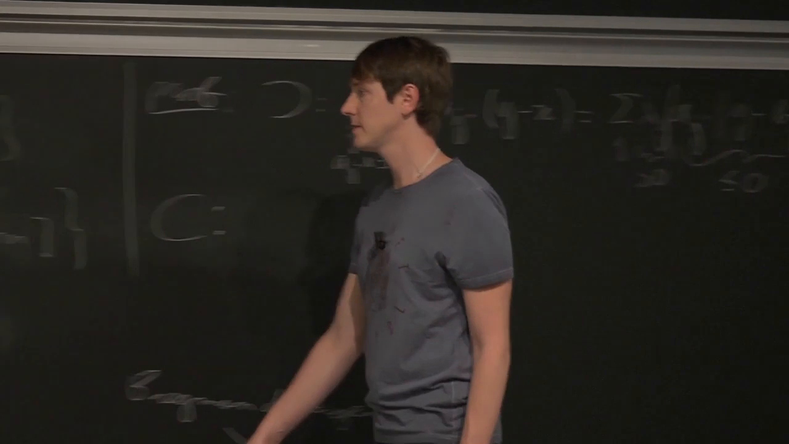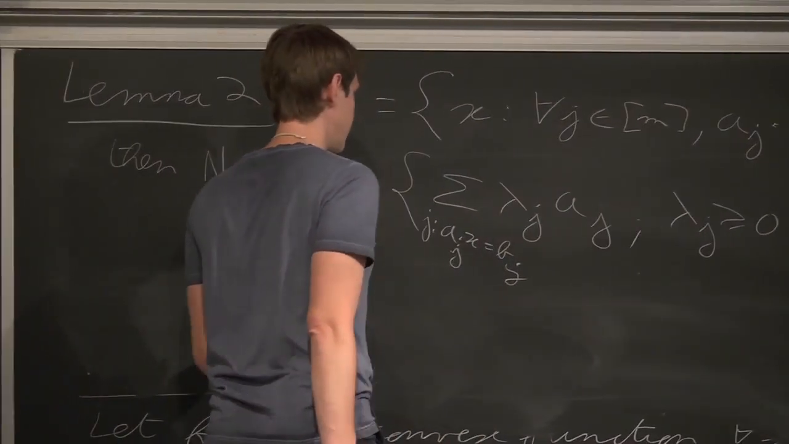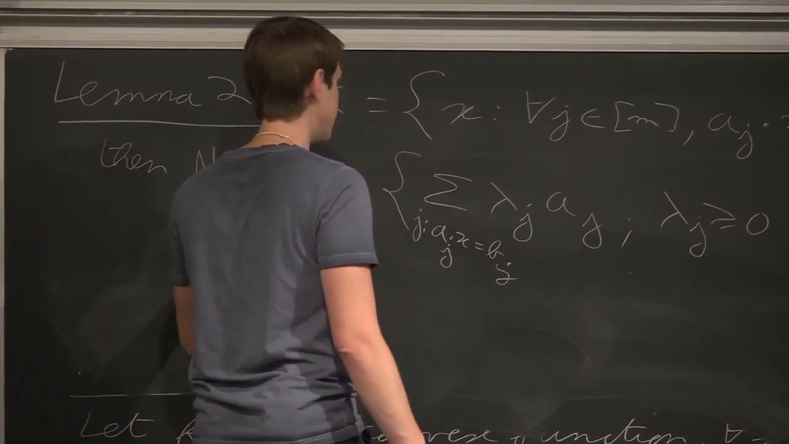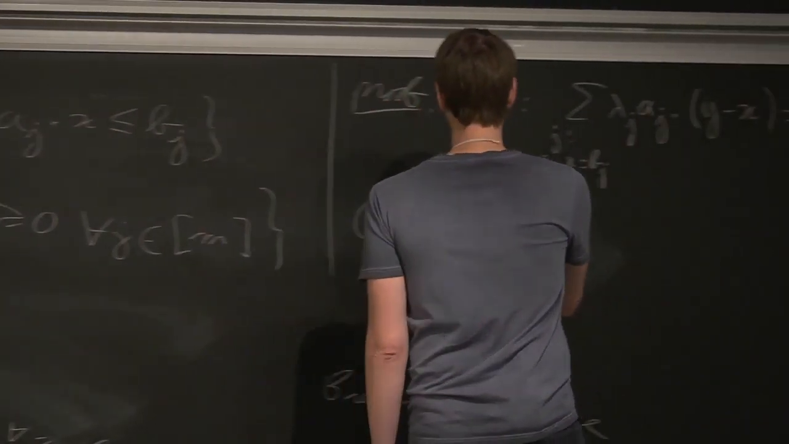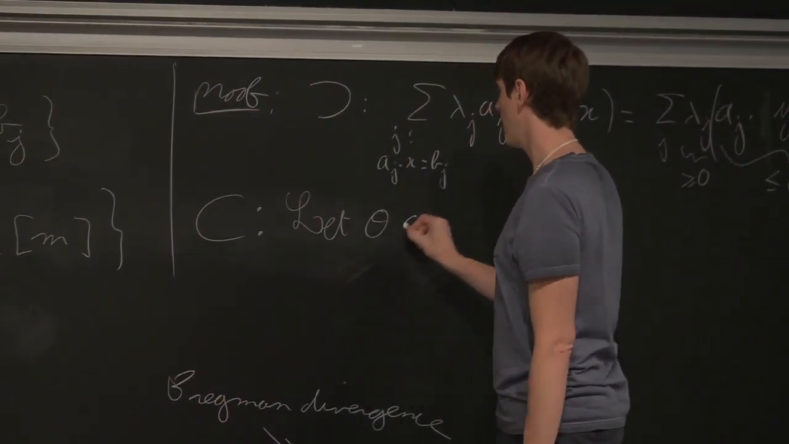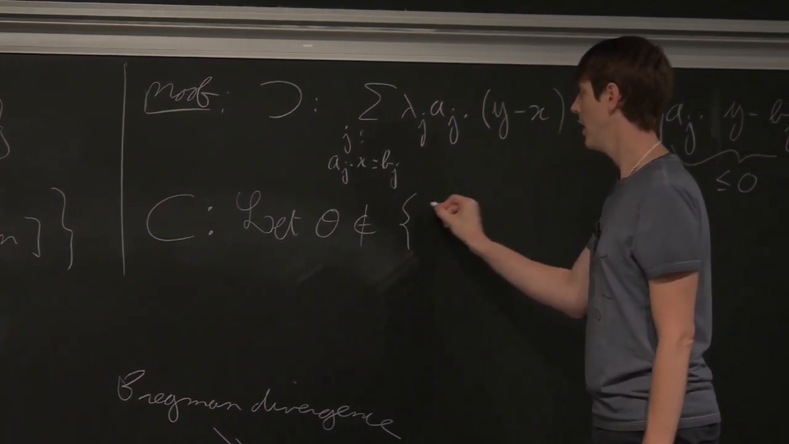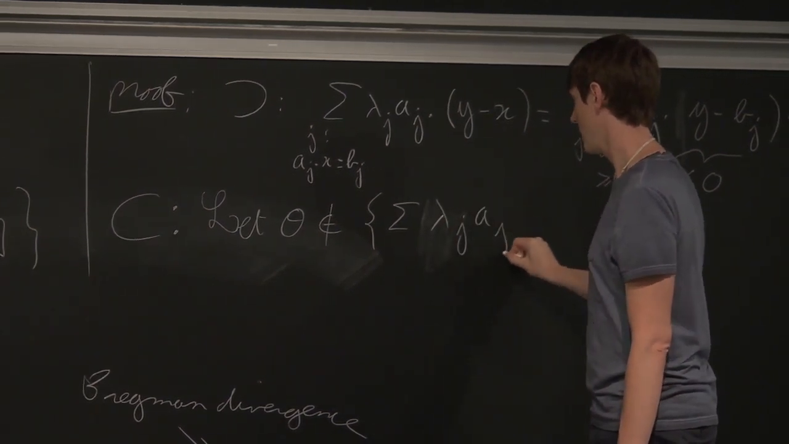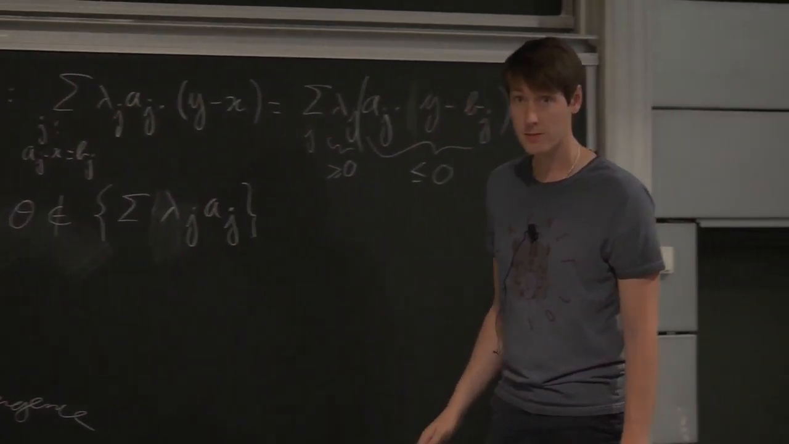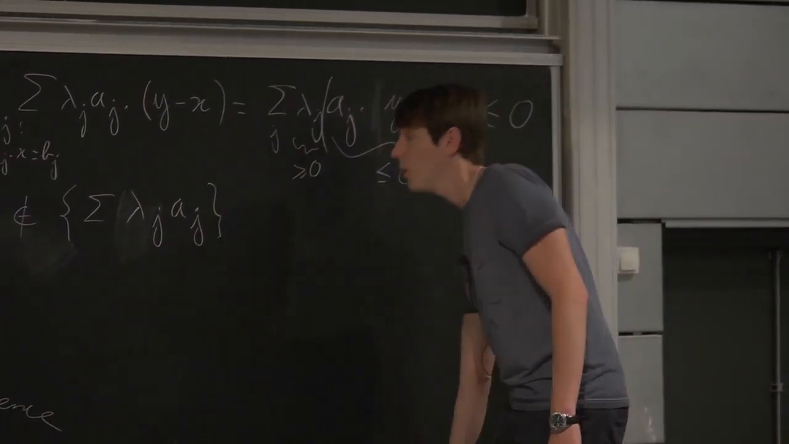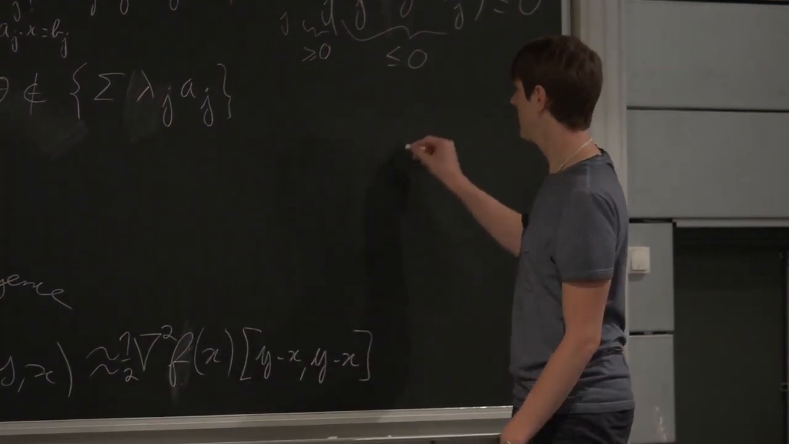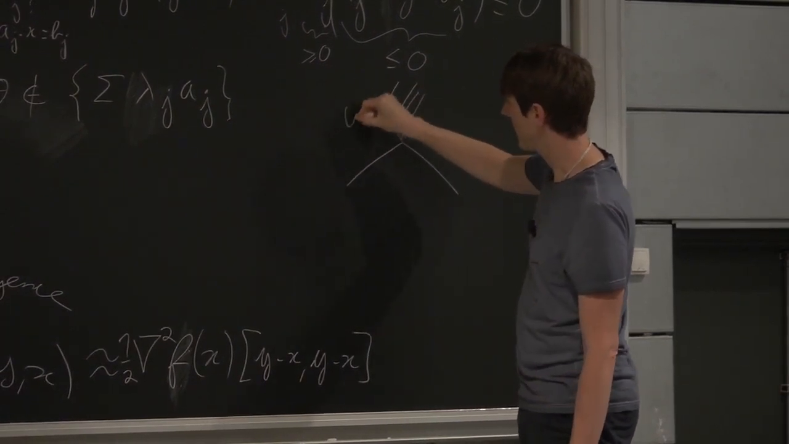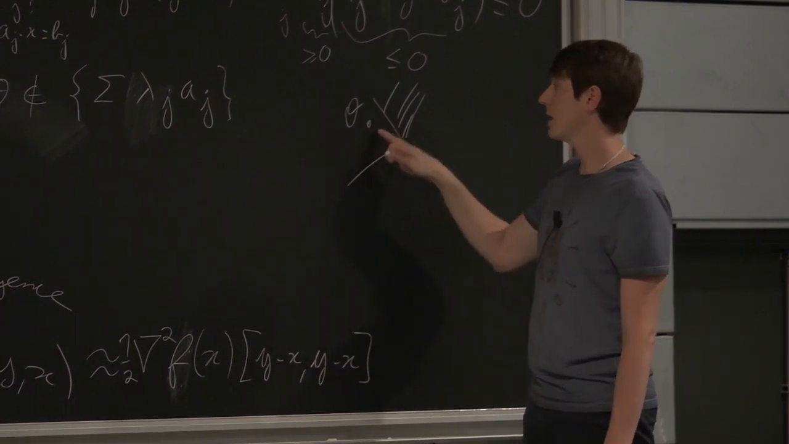Okay, so I want to show that this thing is included in that. So what I'm going to do is take a point which is not in this set, and show it's not in that set. So let theta be some point which is not in the conical hull of the tight constraints. What am I going to do with this theta? So the picture, again, is like this. And I have some theta here. So I have a theta which is not in a convex set.